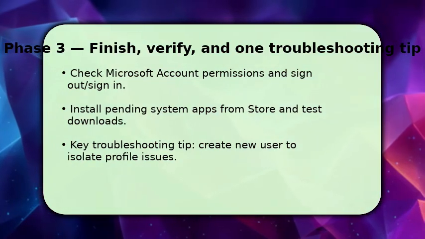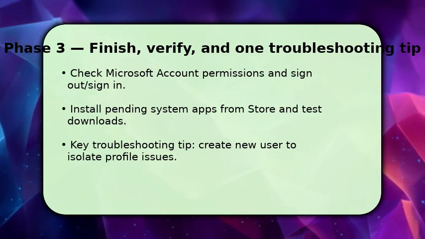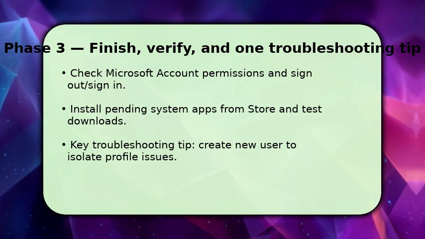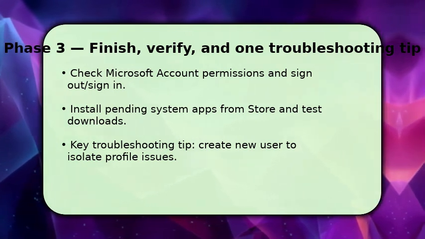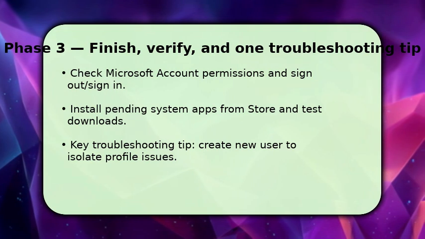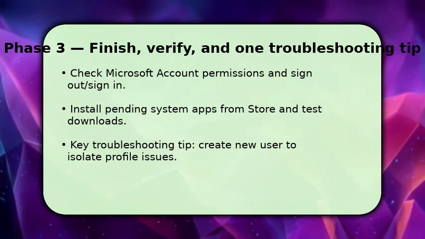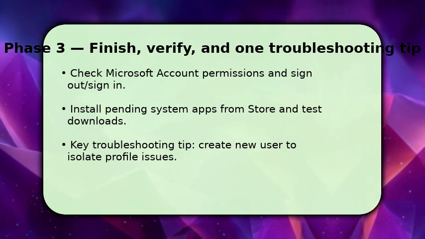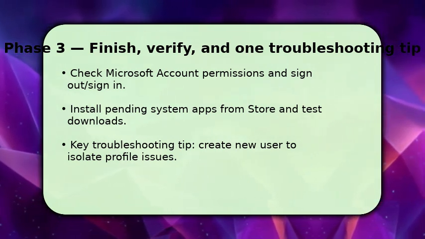Finish by verifying your Microsoft account permissions. Sign out of the store, then sign back in to refresh tokens. Next, check for and install pending updates for core system apps in the store, then try downloading a small free app to confirm functionality. If the store still fails, create a new local or Microsoft-linked user and test there.